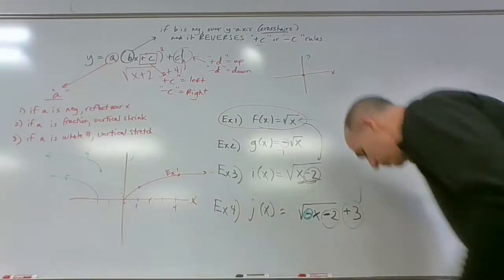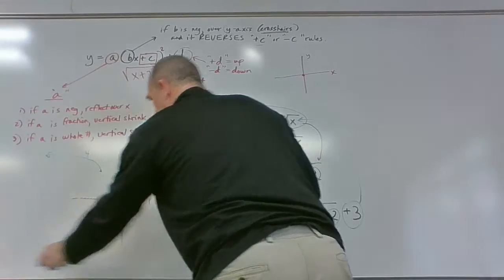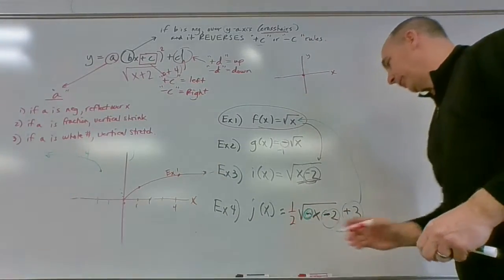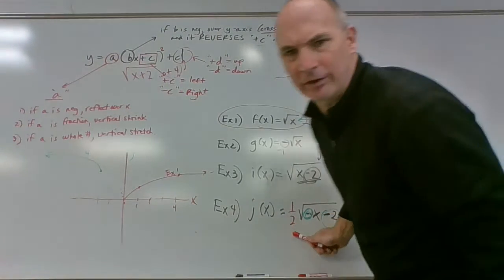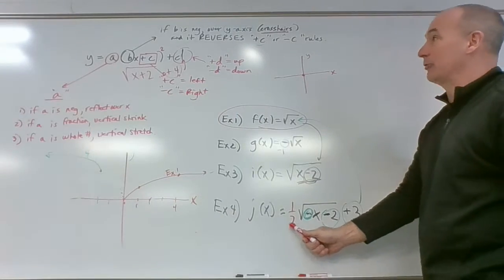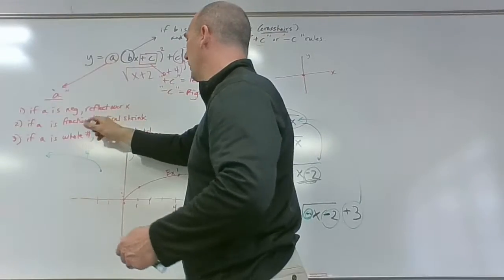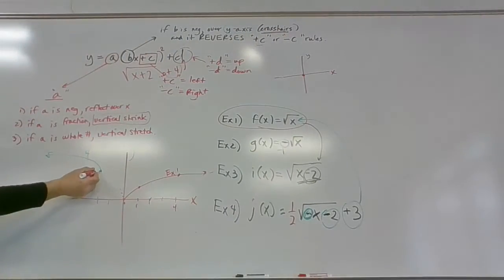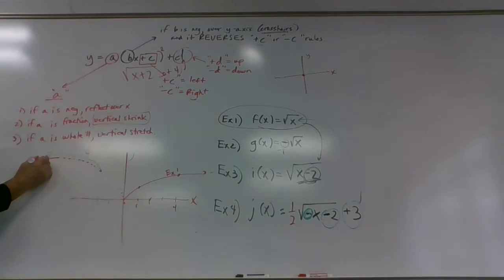Okay? Now, what I'm going to do is I'm going to go ahead and throw in a 1/2 here. Okay? And if I did that, now, see how much time I got? Plenty of time. Now that that is a fraction, my rule is if a is a fraction, there's a vertical shrink. So how would we draw that? Well, it just wouldn't go up as fast. Vertically, it's going up slower. So it would go like this.